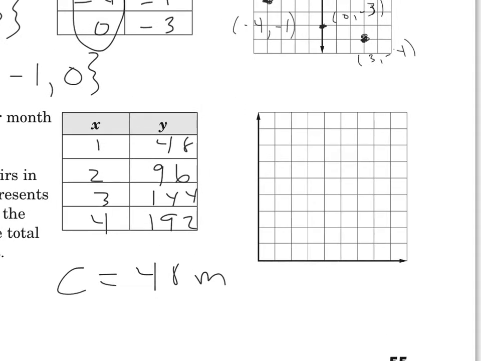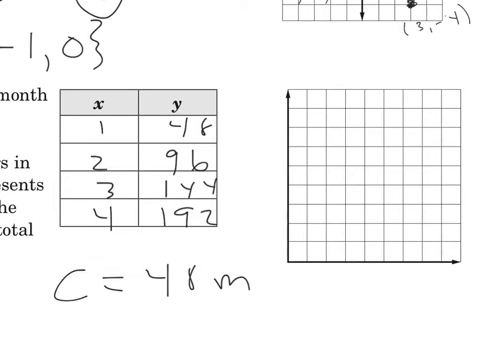And now to fill in the graph, we want to use 1, 2, 3, 4 months, we want to go up 50, 100, 150, and then $200.